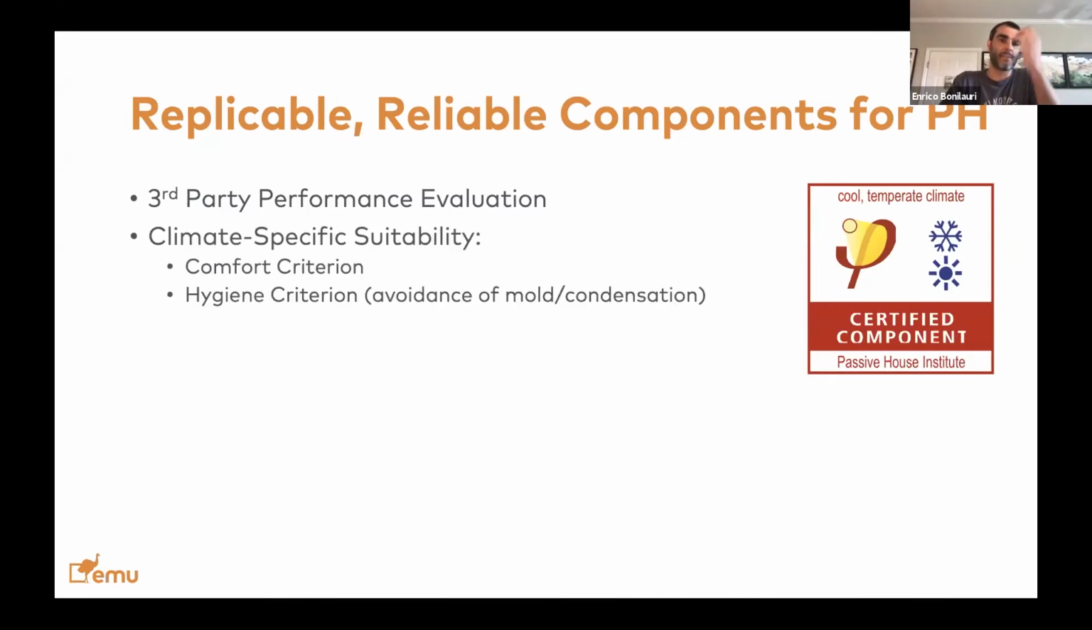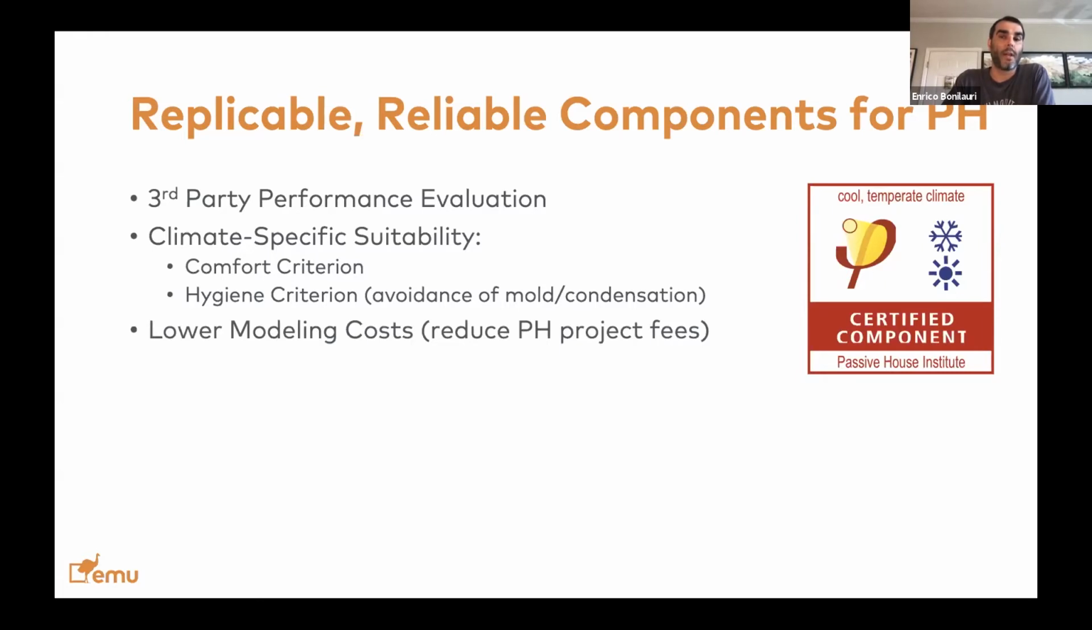There is a climate-specific suitability, and we're going to see in a moment what this means. But that means that a component can provide enough thermal protection for a specific climate to have comfort, as well as to avoid mold and condensation. For example, a window that is suitable for climate zone 5 may have condensation issues in climate zone 7. So the level of thermal protection you need is climate specific.